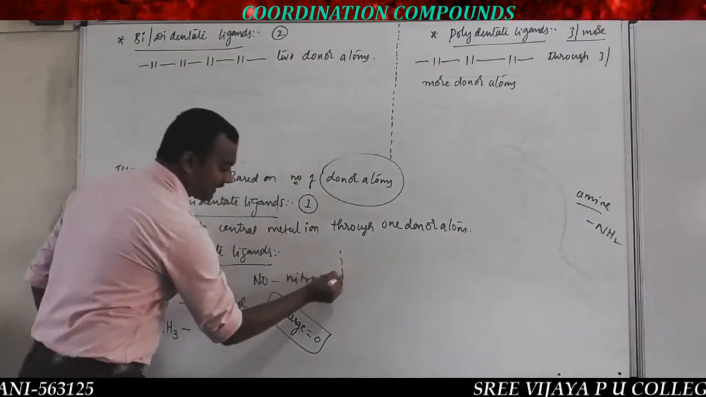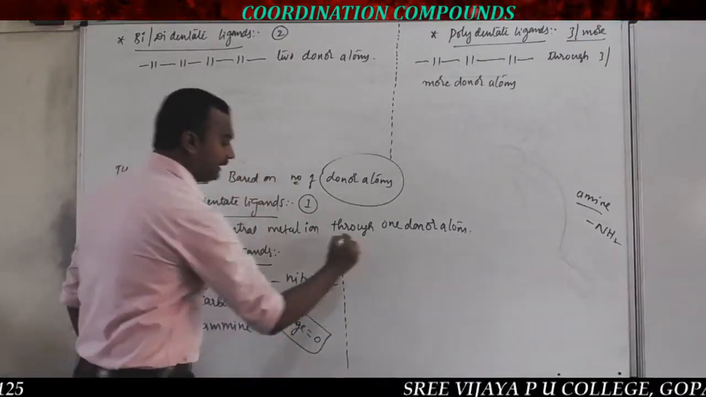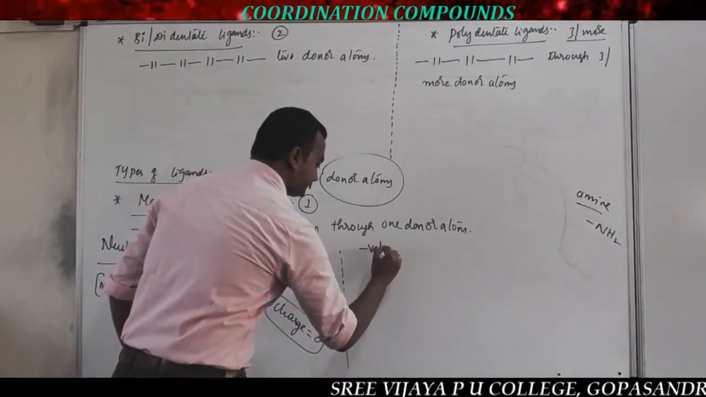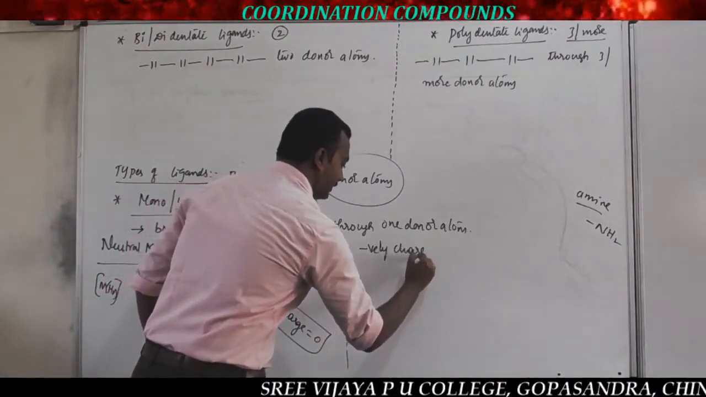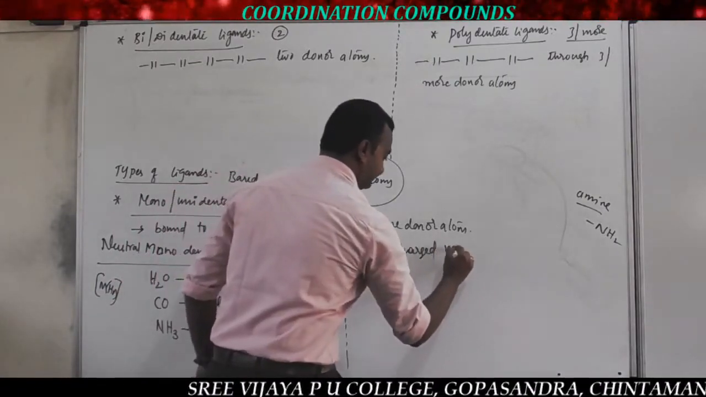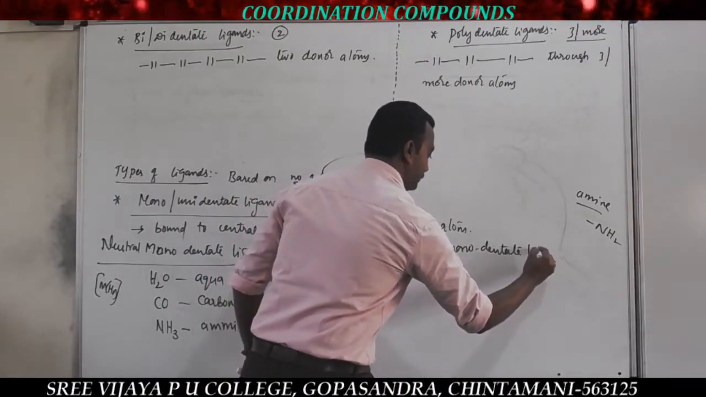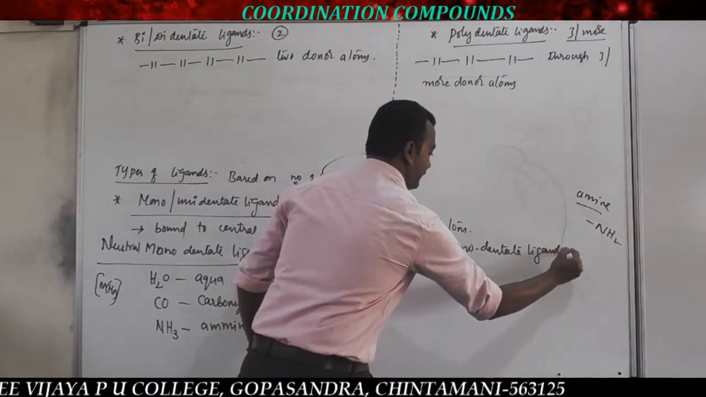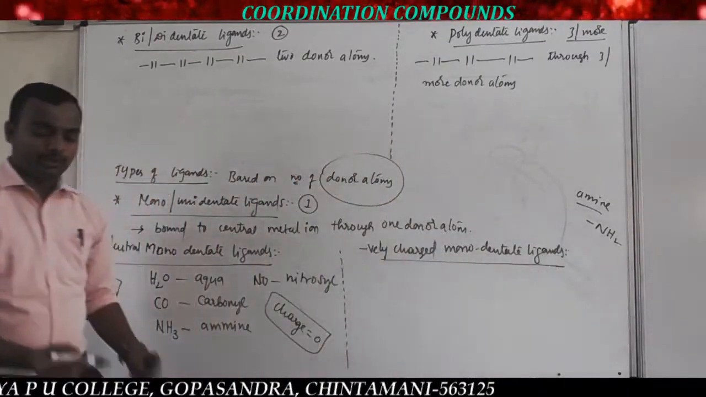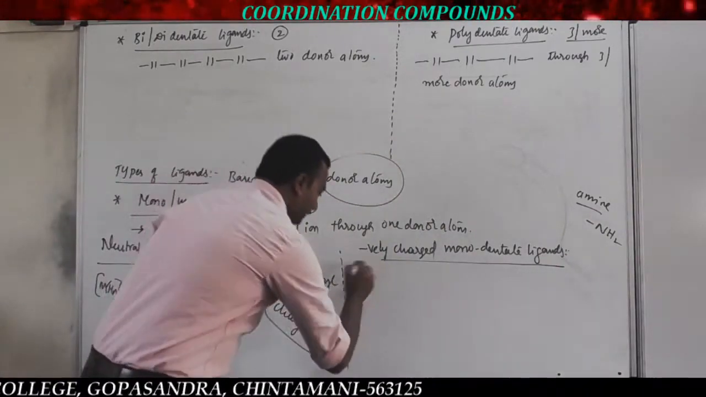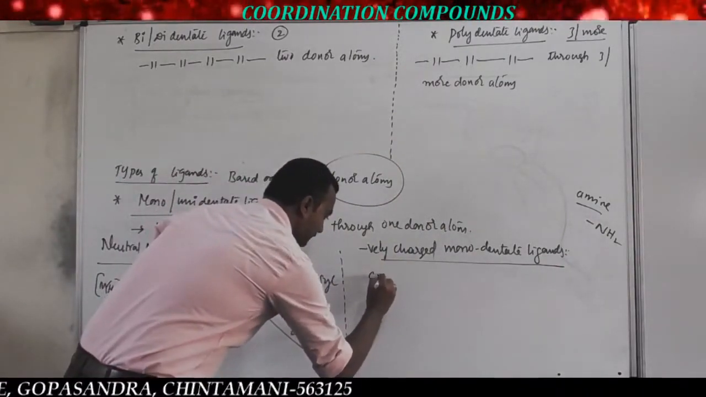Similarly, there is one more type, negatively charged monodentate ligands. Negatively charged monodentate ligands. The first one, let me take CN minus.